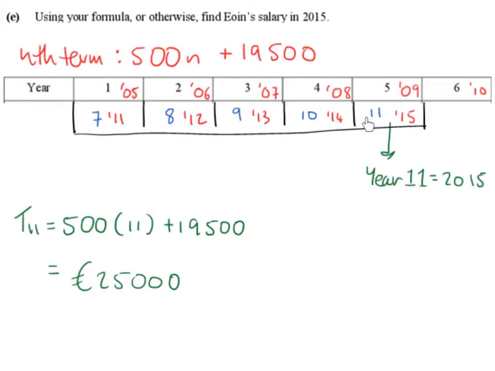So year 11 or term 11 is the year 2015. So we need to substitute 11 in place of the n in our nth term formula. So it becomes 500 multiplied by 11 plus 19,500, and we end up getting 25,000 euro. So Owen's salary in 2015 will be 25,000 euro.